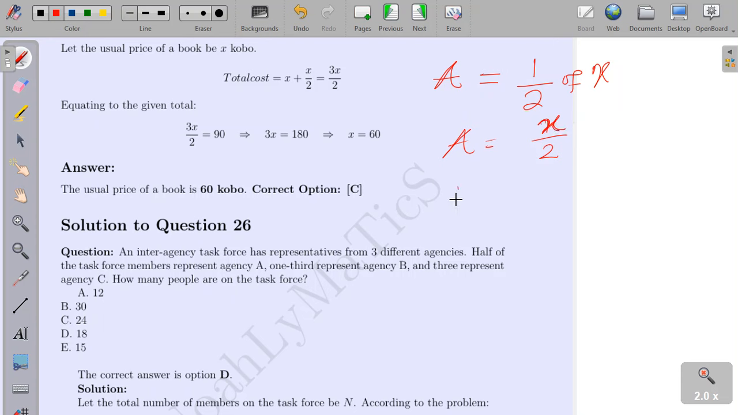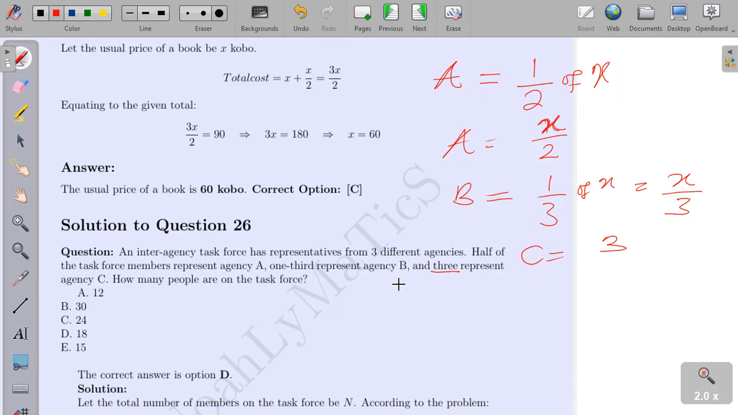What of agency B? For agency B, I have one third. One third represents agency B. That's one third of X. Is that not X over 3? Okay, good. And just ordinary 3 represents agency C. Just 3 alone. How many people are on the task force?